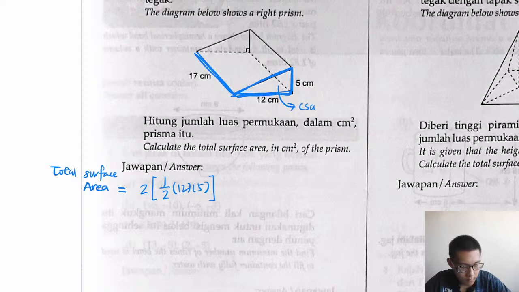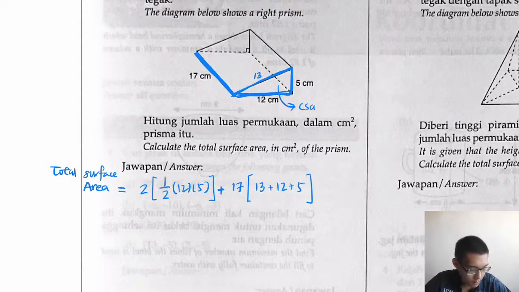Okay, and I'll take a half, plus the sum of the perimeter of the cross section area, times the height, 17, with the sum of the perimeter being 13, 12 and 5. So we have 12 times 5 is 60, plus 17 times 30, that is 510. So finally we have 570 cm square.